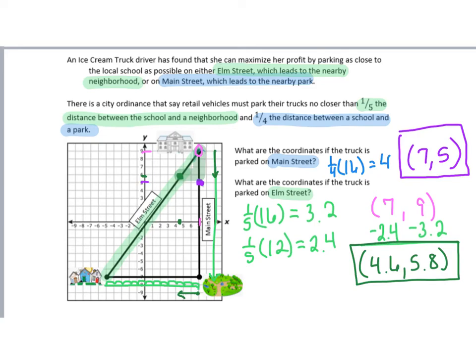I'm going to be at 7, 5 if I park on Main Street. And I'm going to be at 4.6, 5.8 if I'm going to park on Elm Street. Okay?